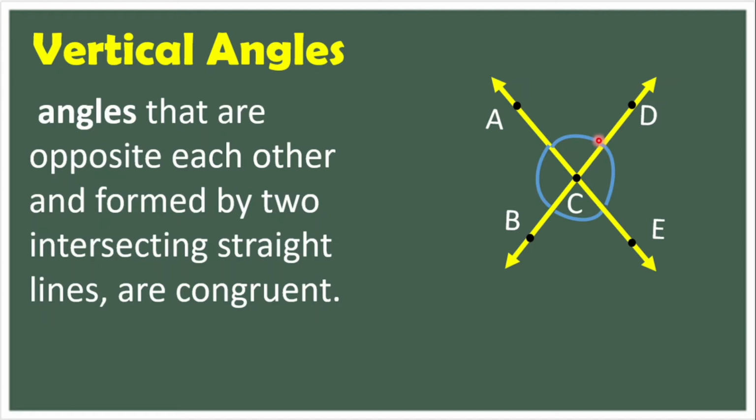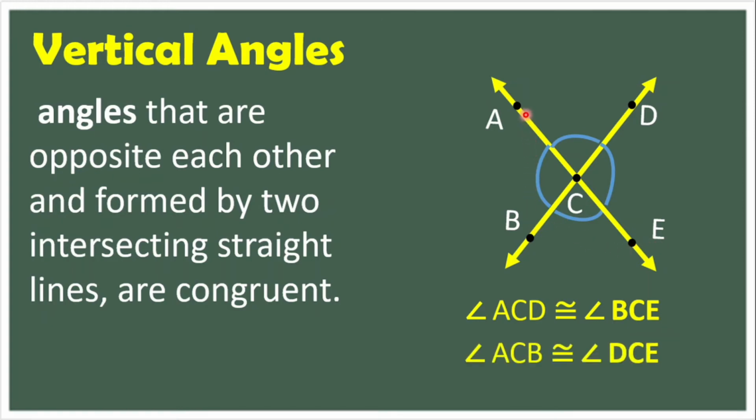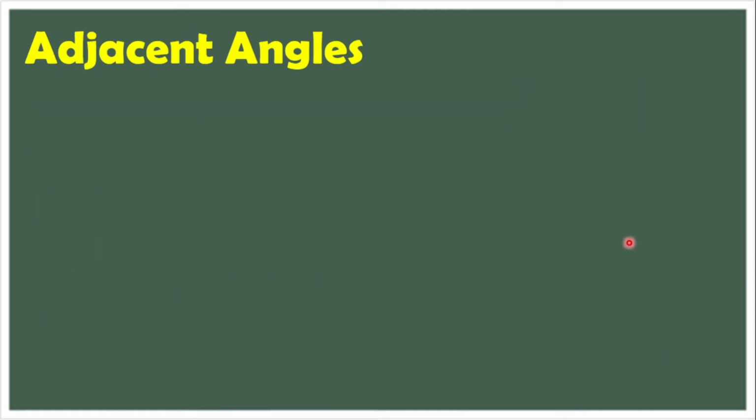So according to the theorem na if they are vertical angles, they are congruent. So, kung ano measurement nito, therefore, is also the measurement of this one. And the measurement of this one is also the measurement of this one. So, angle ACD is congruent to angle BCE. And angle ACB is congruent to angle DCE.